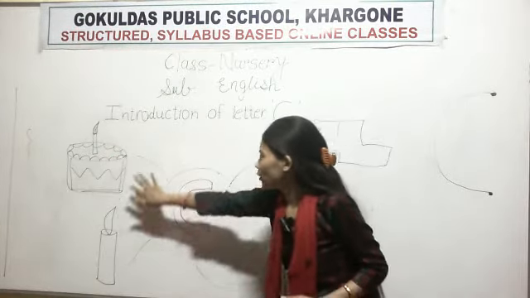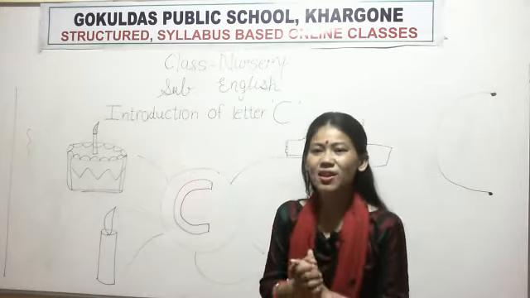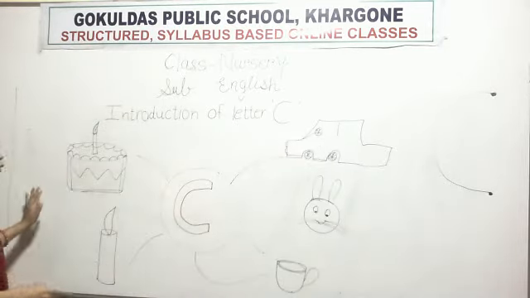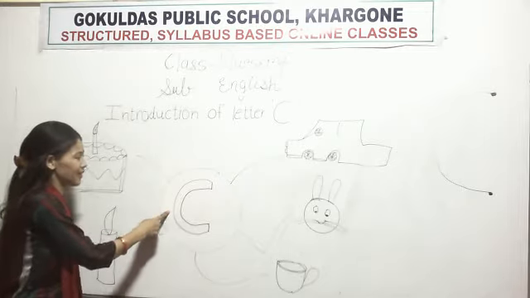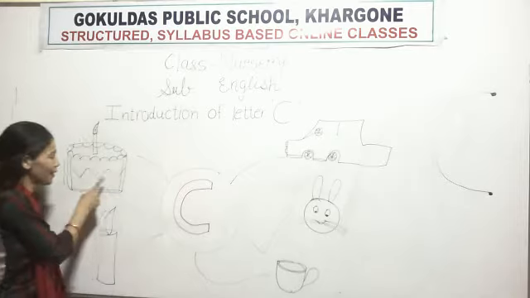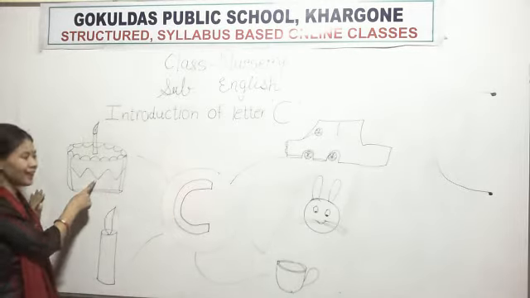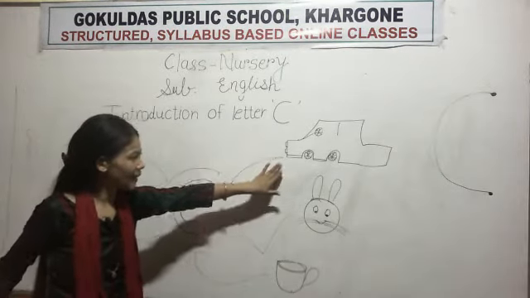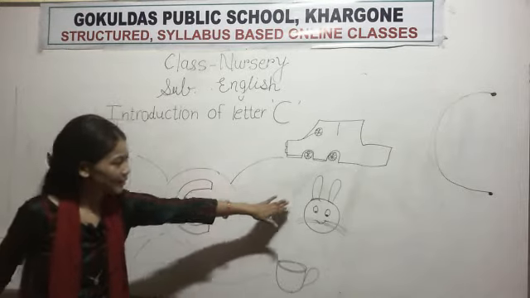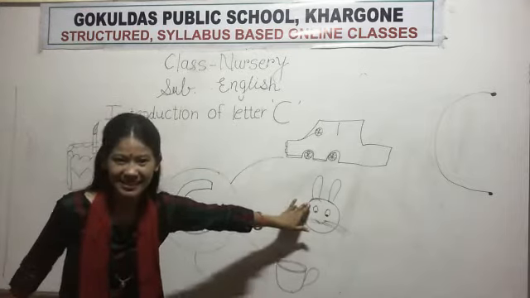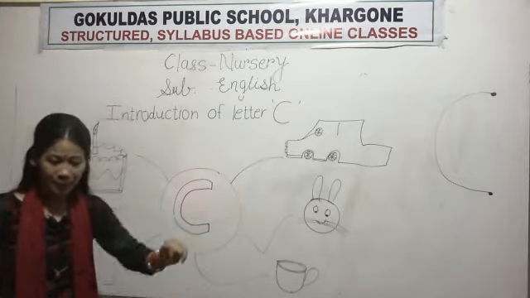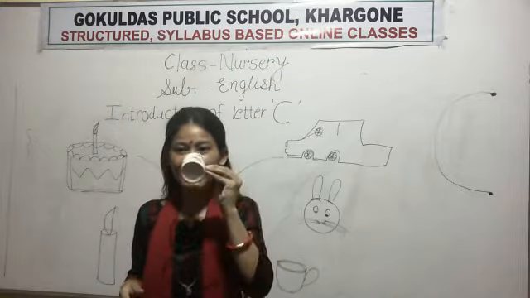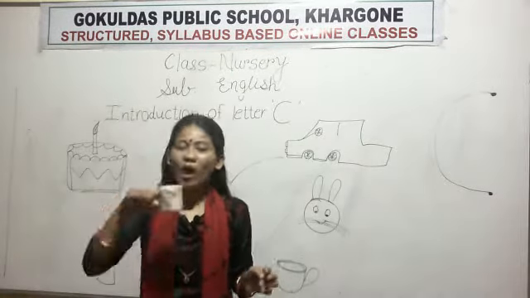See, now please revise all these at home. This is the oral part, so you have to just revise this one. Which letter is this? Letter C. C for cake. C for cat. C for car. C for cup. This is cup. You drink tea? Yes. Your mama drinks tea? Okay.